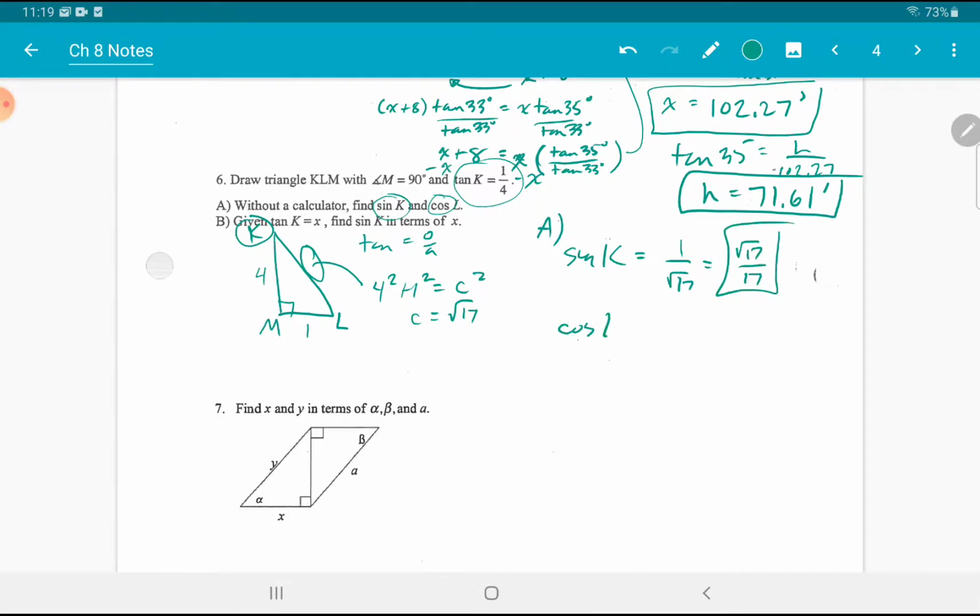And cosine of L, here's L, so adjacent over hypotenuse will give us 1 over root 17 again, and so we get root 17 over 17. Okay, all right, part B.